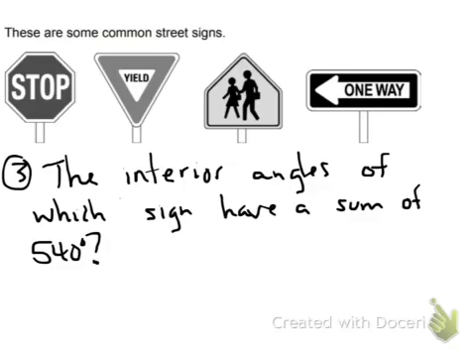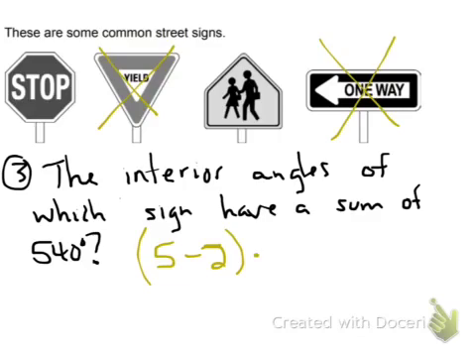Alright, question 3 here is similar to question 1. It's stating the interior angles of which sign have a sum of 540 degrees. Well, if you were following along at all for question 1, we already stated that the yield sign is going to be 180 degrees because it's a triangle. Question 1 asked which one has an interior angle sum of 360. We found that it was this one. So it's between the stop sign and this one. And in number 2, we found that the sum of the interior angles was 1080. So most likely it's going to be the people crossing sign. So let's try that one.